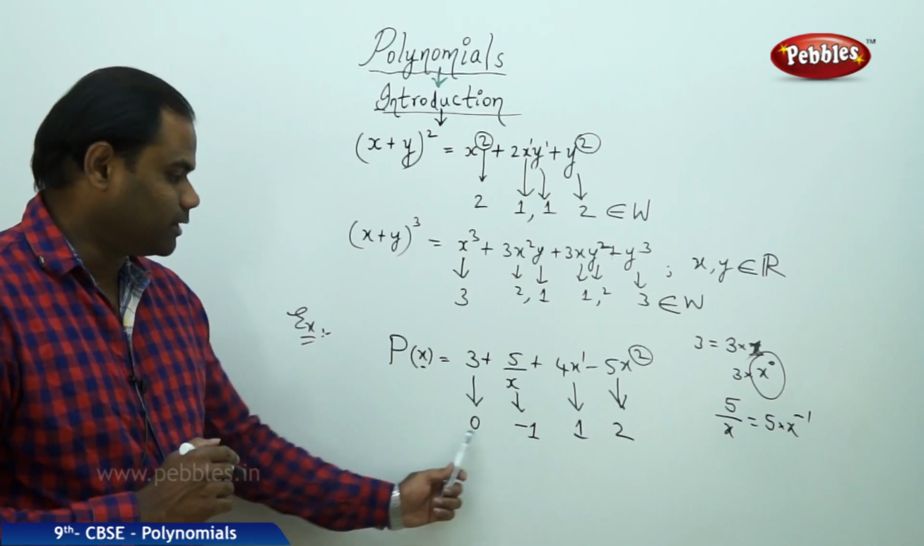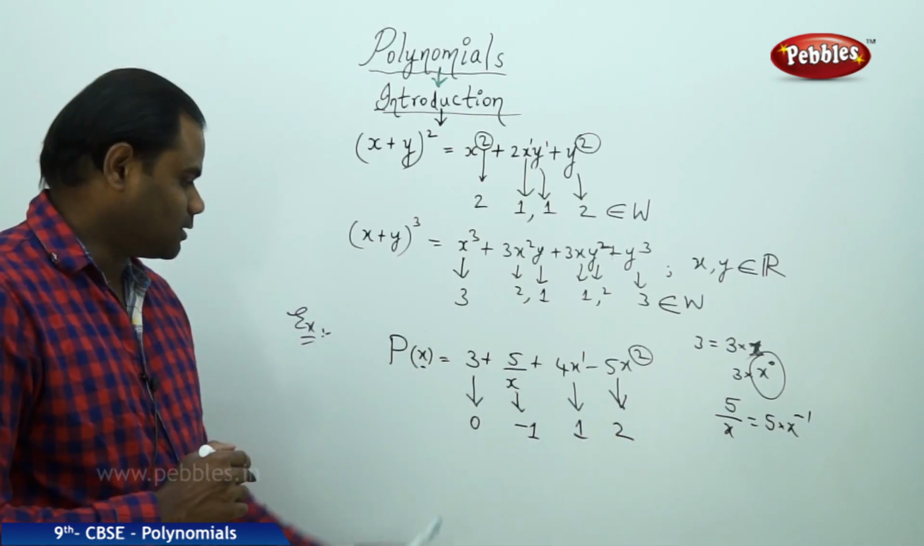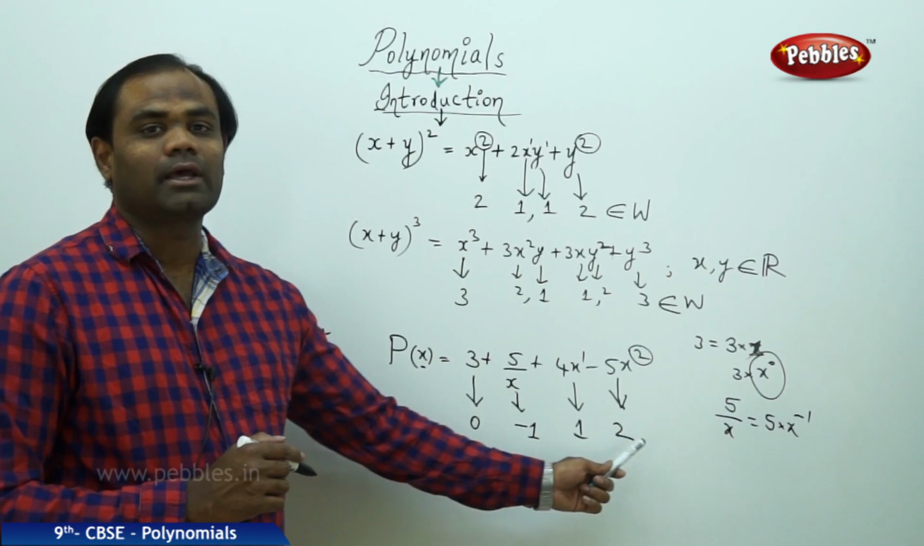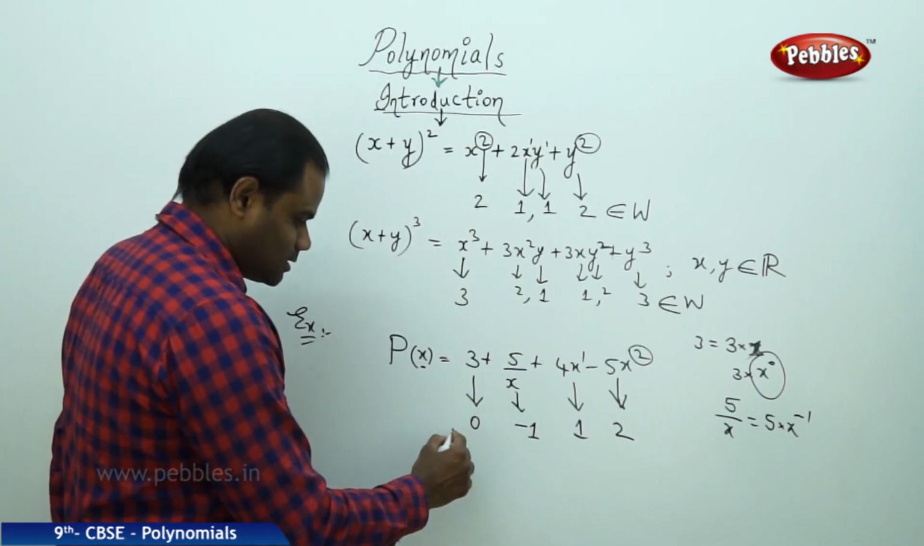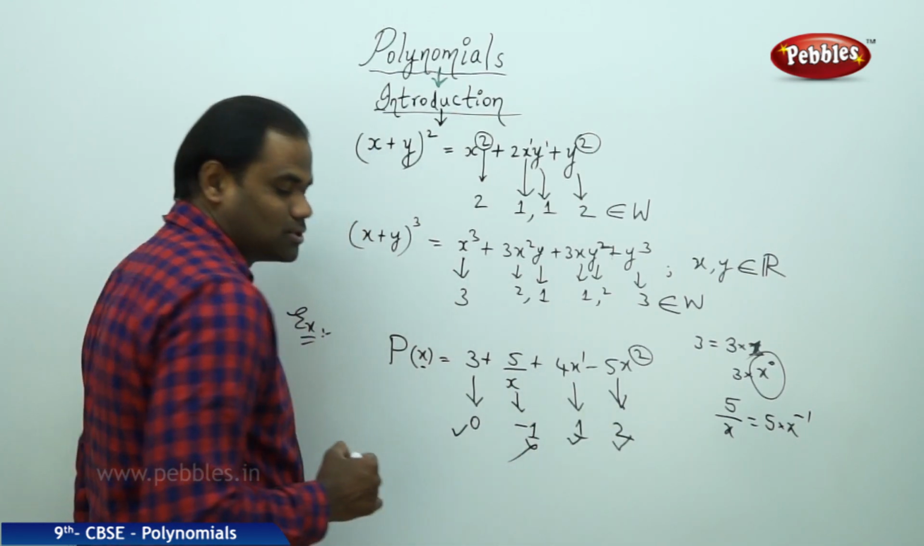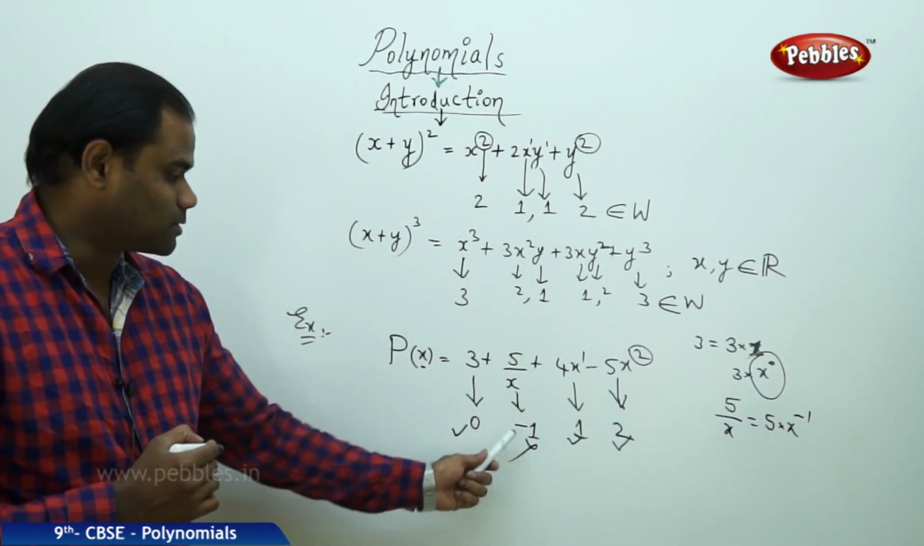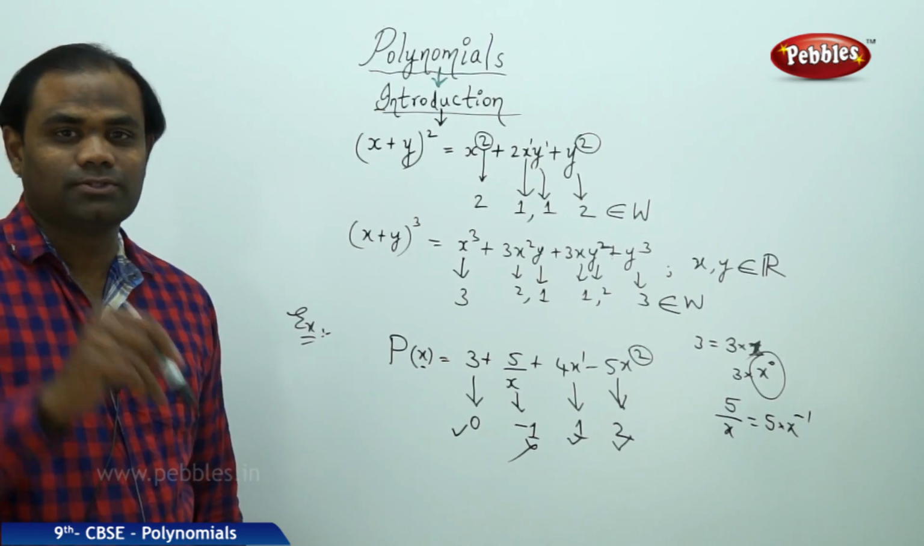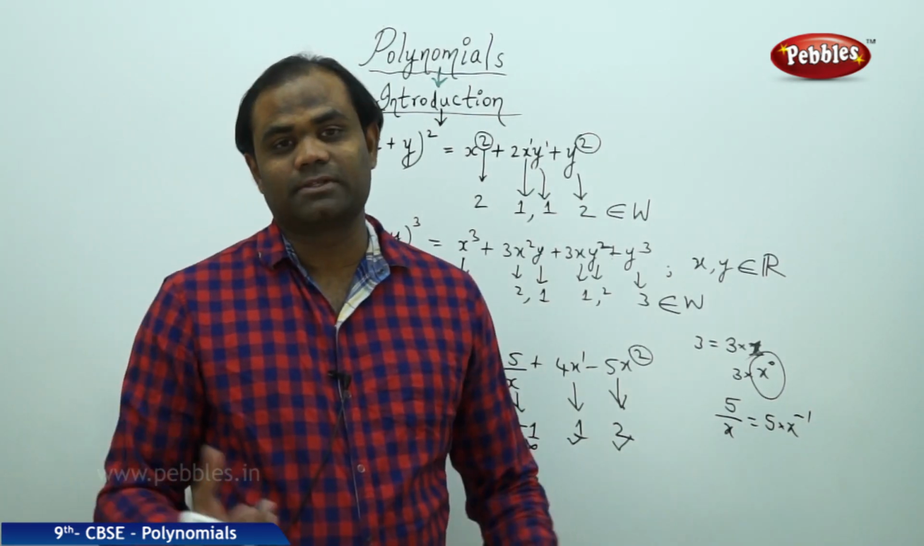Now, let's check for each of the constants. I have the constants 0, minus 1, 1, and 2. Yes, this is a whole number. This is a whole number. This is a whole number. But this is not a whole number, because minus 1 does not belong to W, as discussed in the previous sessions.